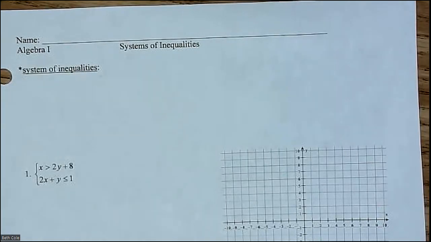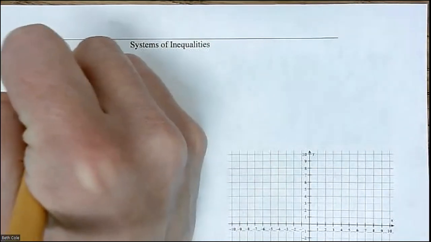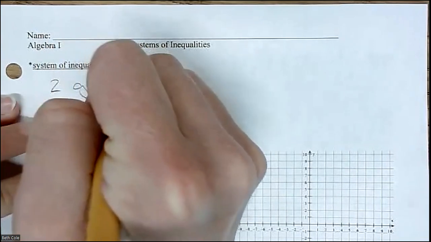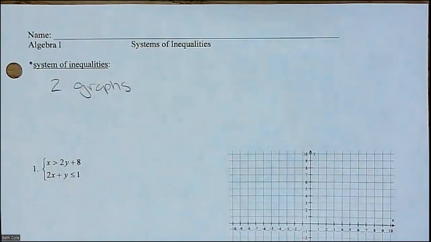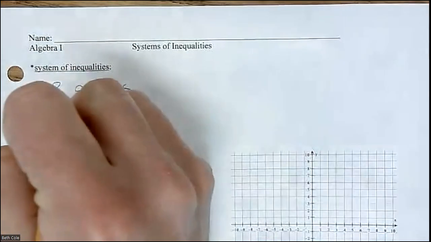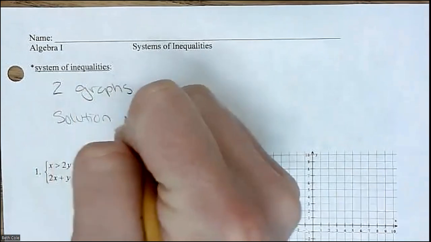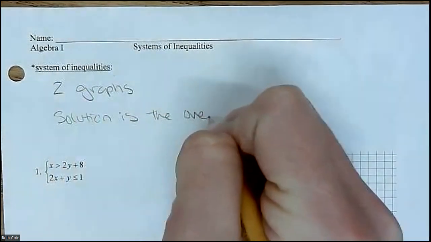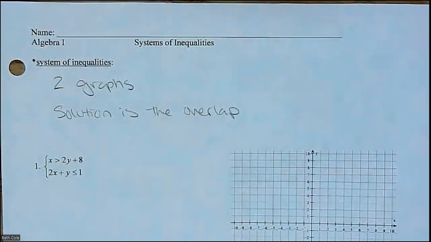So like I was just saying, a system of inequalities means you're going to have two graphs. So instead of just one, like we were doing last time, this time you're going to have two. The solution is the overlap. Do you remember how we shaded in above or below, like greater than was above and less than was below? Is this making sense?